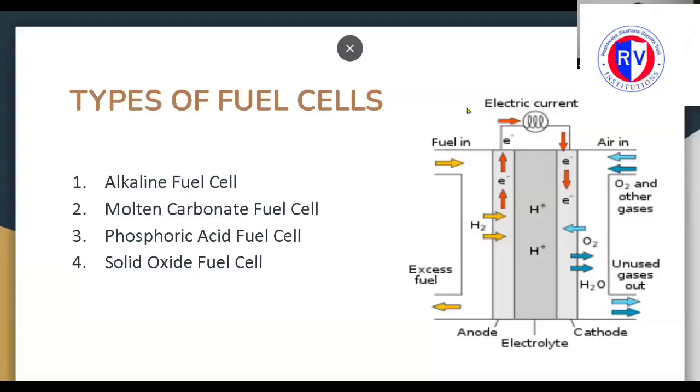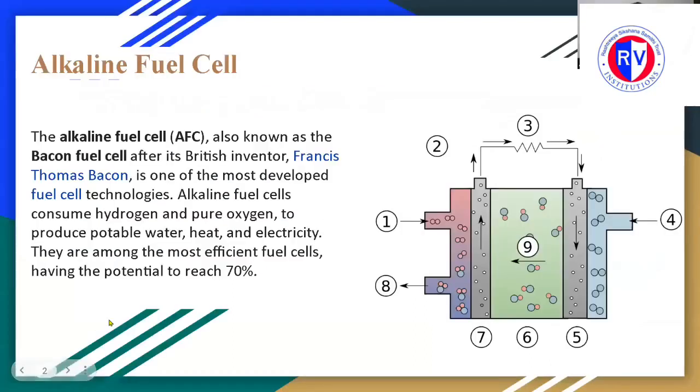So today I will explain the types of fuel cells. Basically, there are four types of fuel cell: alkaline fuel cell, molten carbonate fuel cell, phosphoric acid fuel cell, and solid oxide fuel cell. Alkaline fuel cell.